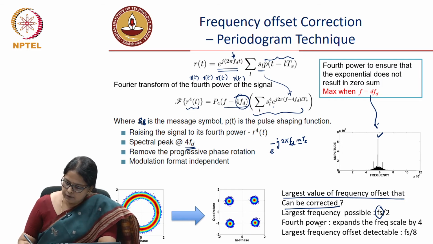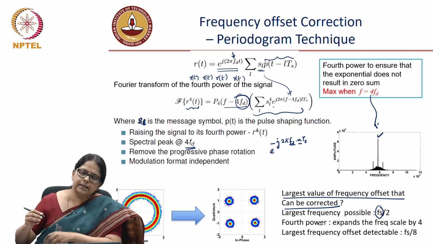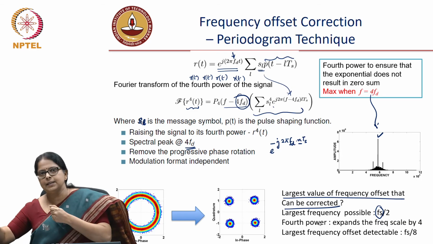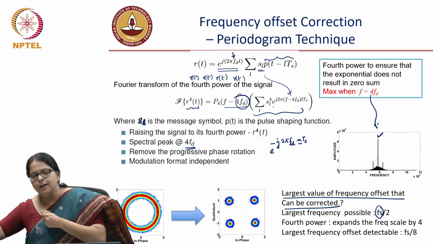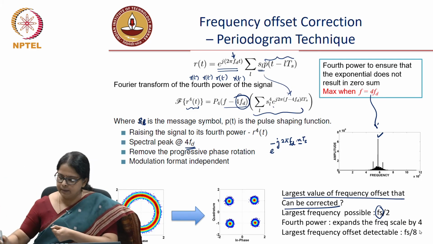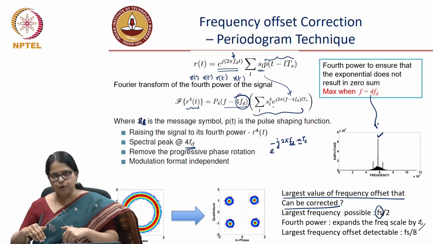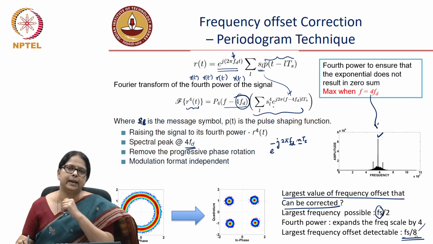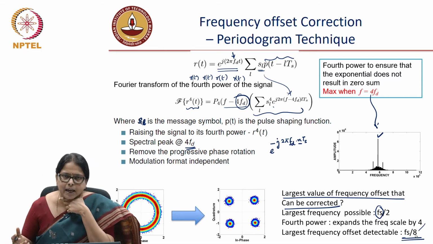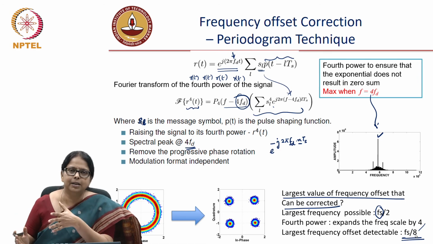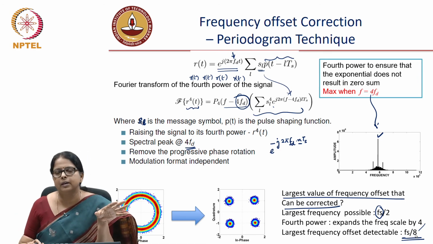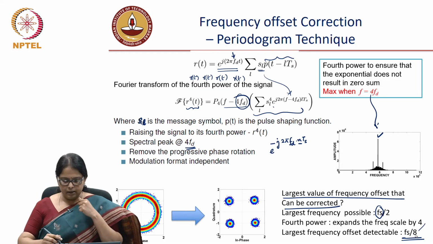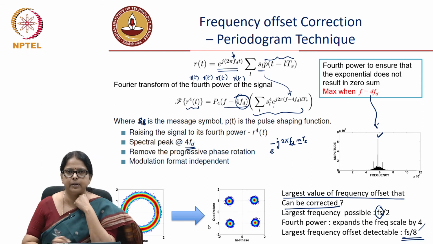Now, when you do the fourth power, you are convolving 4 times. It means that it is as if the frequency axis is now expanding by 4 times, which means the largest frequency that you can determine is actually scaling by 4, which means that the largest frequency offset that is detectable is only Fs by 8. So long as your frequency offset and the sampling are such that this condition is satisfied, you can always compensate for any frequency offset between the transmit laser and the received laser. This is of course how the constellation looks just after frequency offset correction.